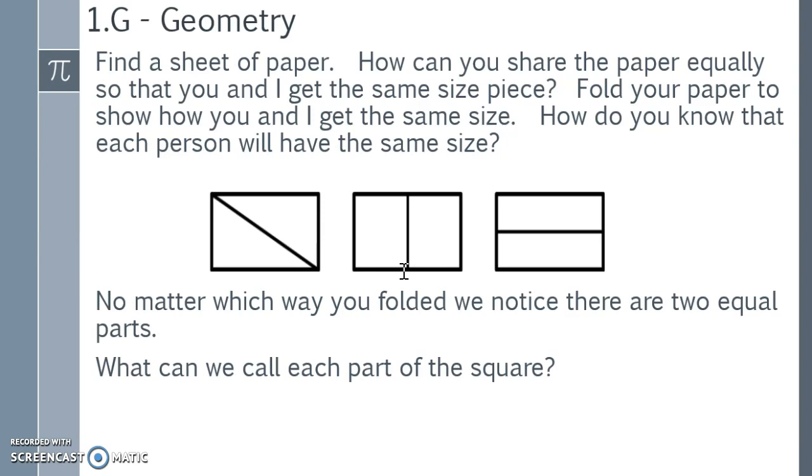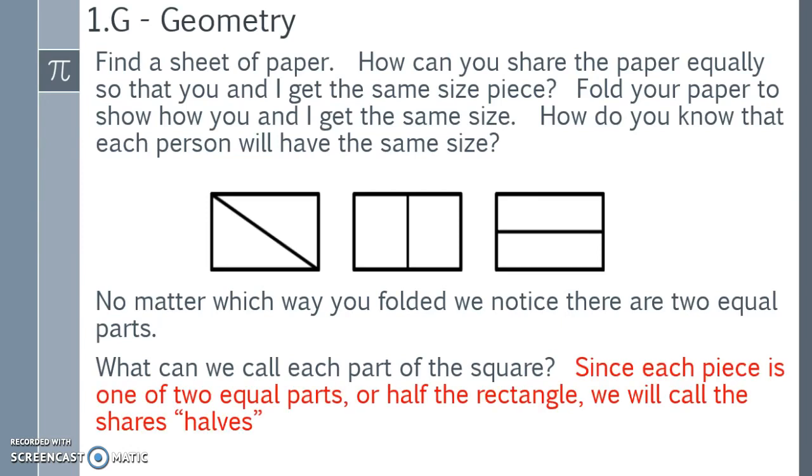Perhaps you folded your paper in one of these ways, diagonally, or straight down the middle, known as, some of you may have heard of, the hamburger fold or the hot dog fold, top to bottom. No matter which way you folded, we notice that there are two equal parts. What can we call each part of our rectangle here? What part of our paper? Since each piece is one of two equal parts, or half the rectangle, we will call the shares halves.